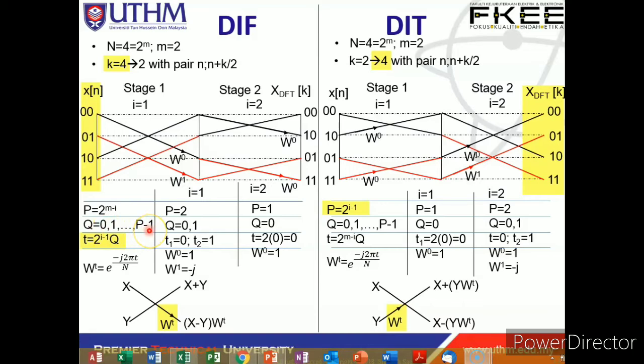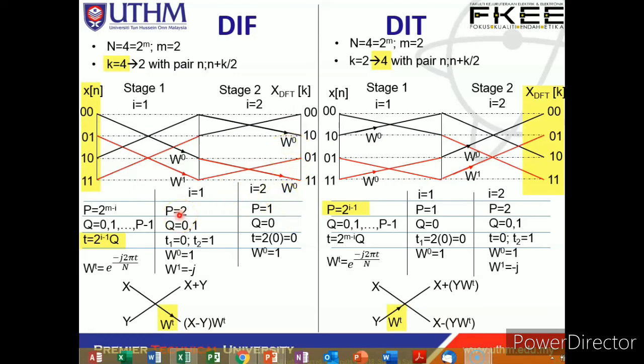So our Q is until P minus 1. Therefore, our Q will be equal to 0 only. The Q will be used for the T. T equals 2 to the power of I minus 1. In our case here, I is equal to 2. 2 minus 1 is 1. 2 to the power of 1 is 2, times Q. Since our Q is equal to 0, 2 times 0 we will get 0. That's why our weight for the second stage will be W0 for both butterflies.